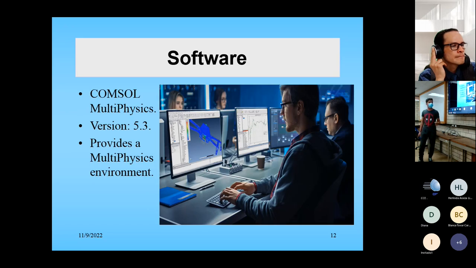Well, for the simulations, I utilized a software named COMSOL Multiphysics, specifically version 5.3, which provides a multiphysics environment for performing analysis for different phenomena.